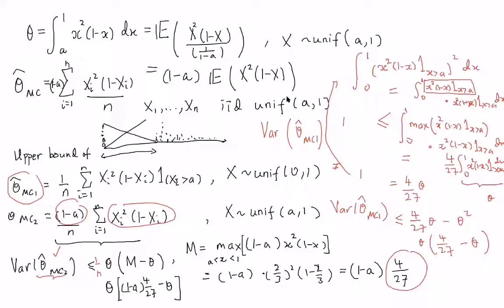Okay. Now if you compare these two variances, right? So you compare this one and this one, right? Okay. So which upper bound is larger? This one or this one? The upper bound for MC1 is larger or the upper bound for MC2 is larger?